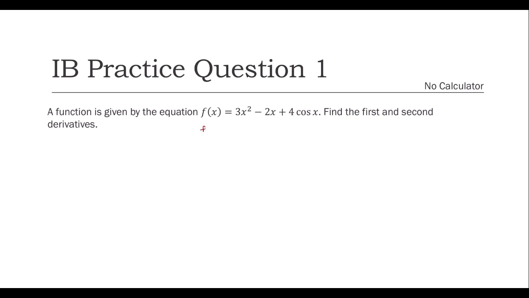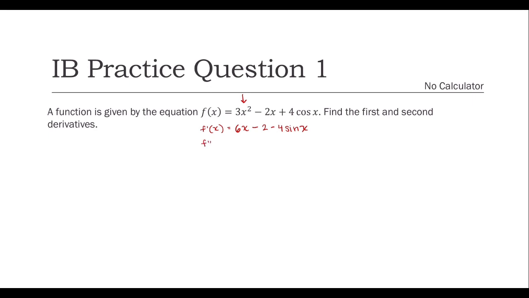So for our first derivative, we have several things being added, so we can take the derivatives of each of them individually. Our derivative of 3x squared, we do 2 times 3, which is 6, x, and then we decrease the degree of the function by 1. So it's just 6x minus 2. And then we have the derivative of cosine of x is negative sine of x. So we'll have negative 4 sine of x. So that's our first derivative.